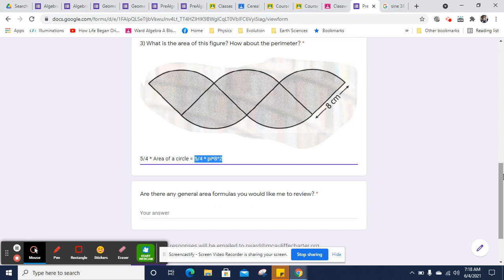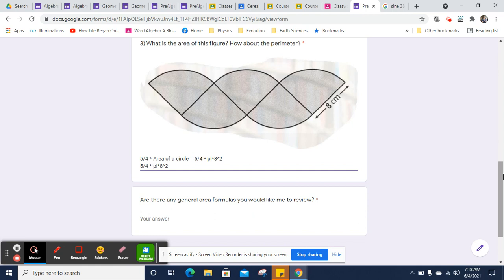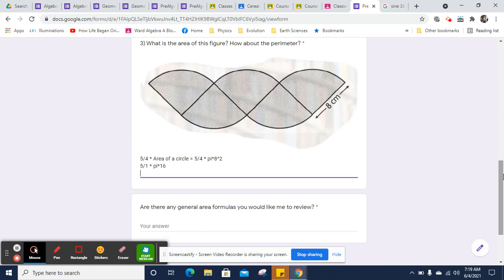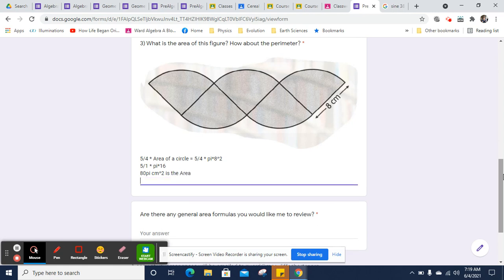So let's copy that into the next line, and 8 squared is 64. And we want to do 64 times 5 over 4. I'm going to factor out 4 from 64 and from the 4, so that becomes 16, and that becomes 1. And so it's 5 times pi times 16, which is 80 pi centimeters squared. That's the area. Okay, how about the perimeter?